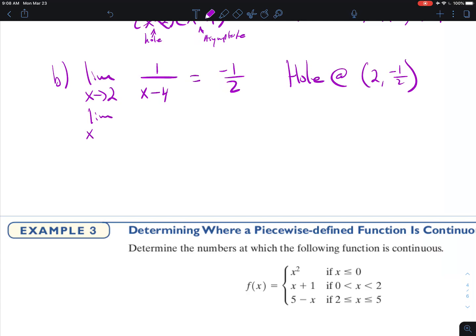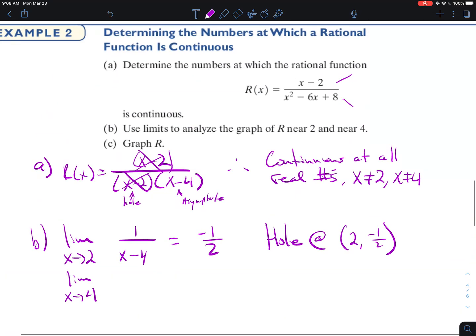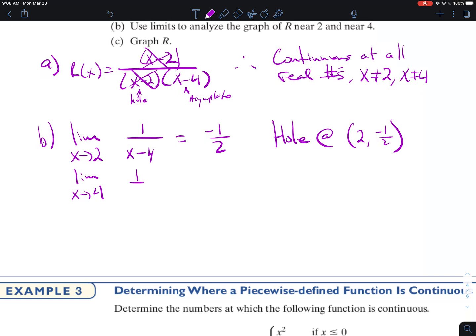Now, if we take the limit as x approaches 4, we know that it's not going to work. With 1 over x minus 4, I can't just plug in 4. I've got a problem there. So what I'm going to do is look at it and say, okay, from the left side, what is it doing? As I get closer and closer to 4 from the left, where is this thing headed? And if I plug in -10, -8, -6, -5, -4.5, etc., this thing's taking off, getting closer and closer to negative infinity. It's going down as it approaches the asymptote.